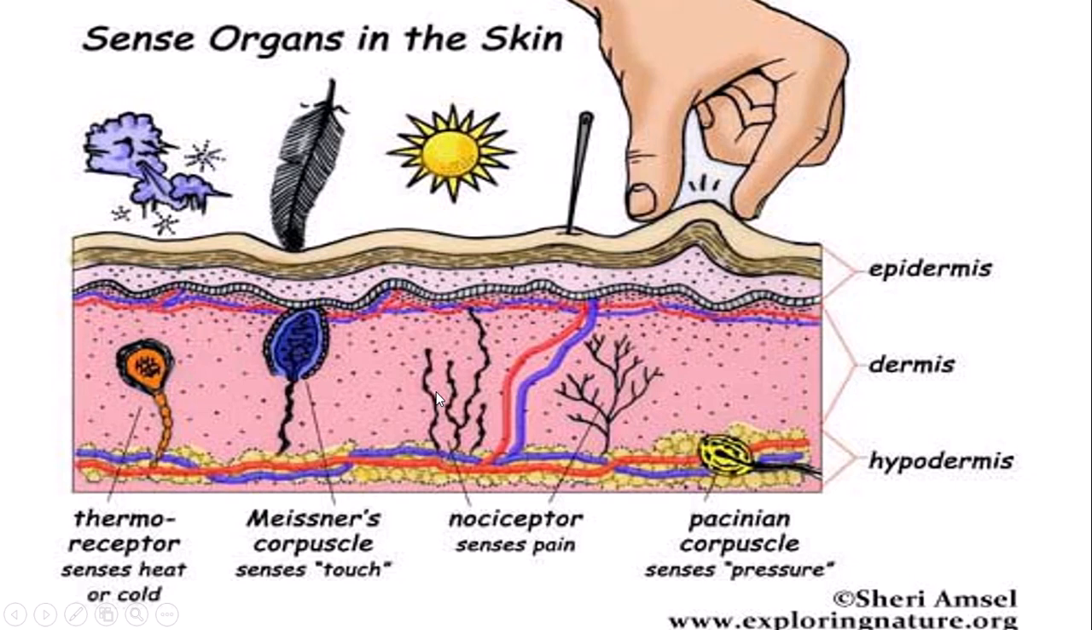So part 1 of the interactive PowerPoint, I usually supply my students with an image similar to this one. And as you can see here, we see different sense organs in the skin. I ask my students to collect the different names of these receptors, like the thermoreceptor, the Meissner corpuscle, nociceptor, Pacinian corpuscle, and its location within the skin, and also to pick out the sensation that each of these sensory receptors can detect.